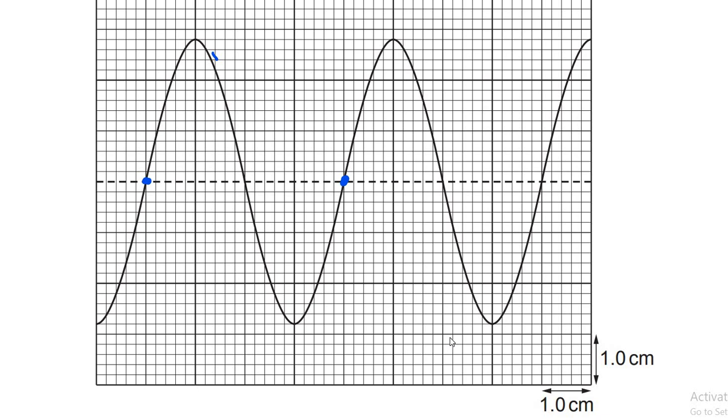So how many boxes do you have between this point and this point? Remember that 1 box is 1 centimeter. So 1, 2, 3, 4, 5. That's 1 box. 1, 2, 3, 4, 5, is another box. 1, 2, 3, 4, 5, 3 box. We have 5 boxes make 1 cycle, and 1 box is 1 centimeter.